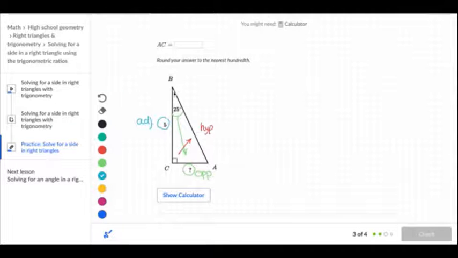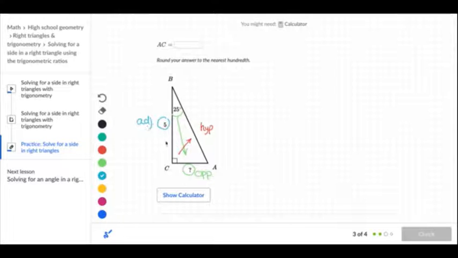Now if we look at what they've given us, CA, which is our AC, is what they want us to find out, and that's why there's a question mark. And they've given us the length of the adjacent side, which is 5. They haven't given us anything on the hypotenuse, so we can just leave that for this equation.